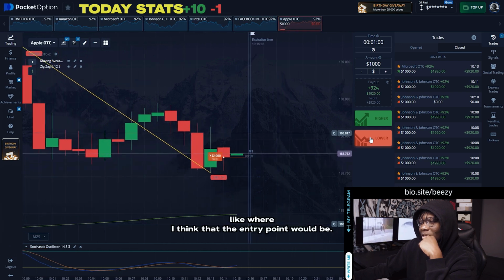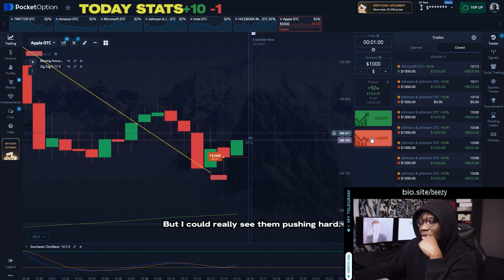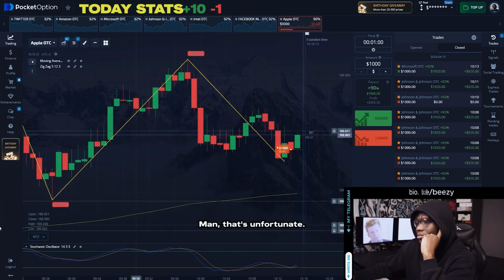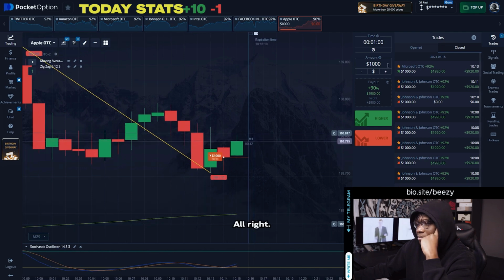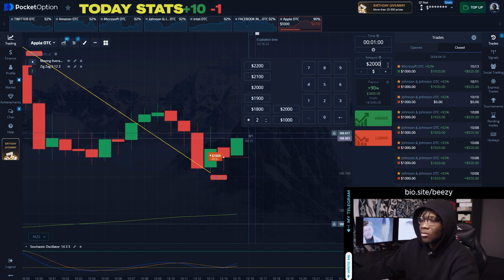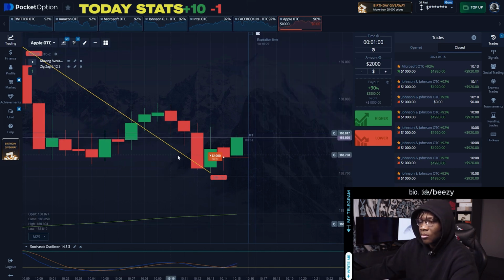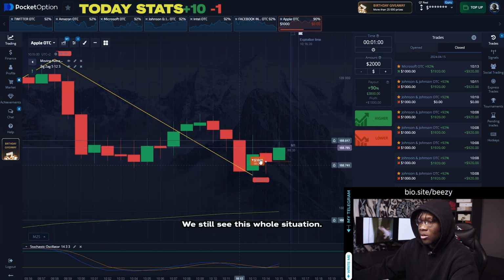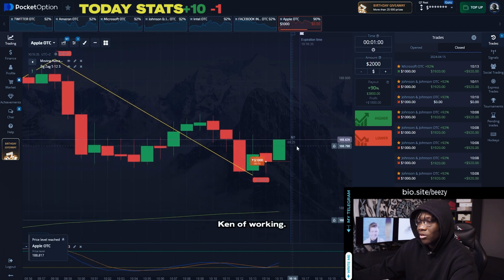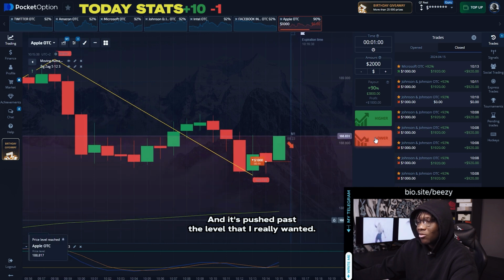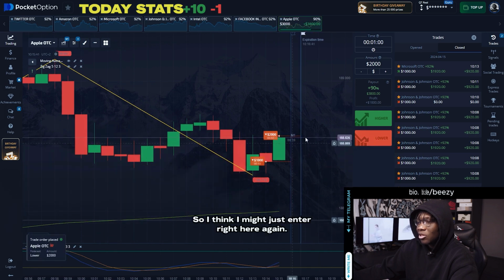It doesn't pull past where I think the entry point would be, but I could really see them pushing hard. Man, that's unfortunate. Really don't want to end this. All right. You can still see the sellers pushing. So overall, the candle is very green, and it's pushed past the level that I really wanted. So I think I'm gonna just enter right here again.